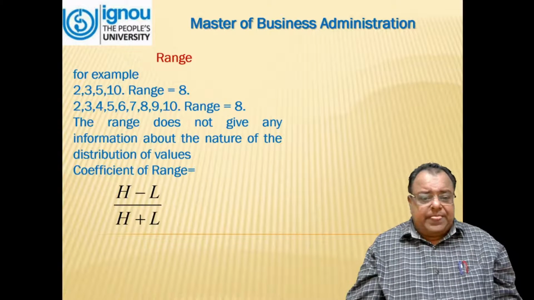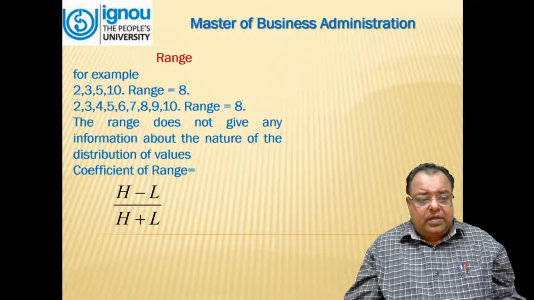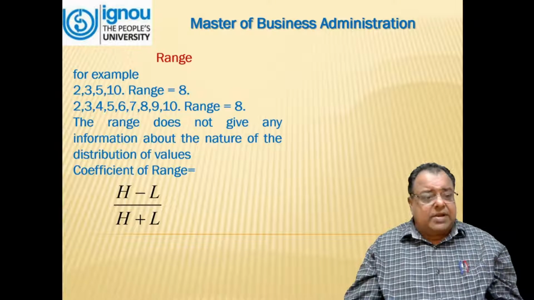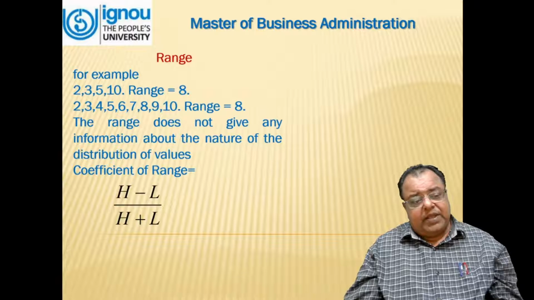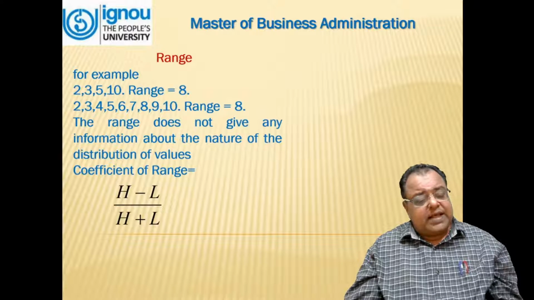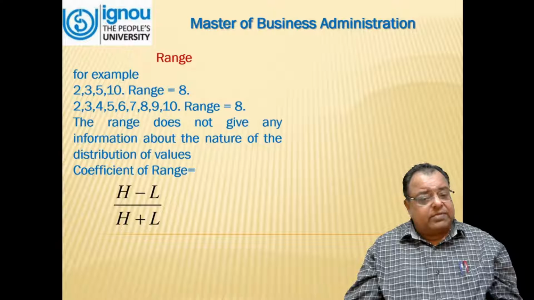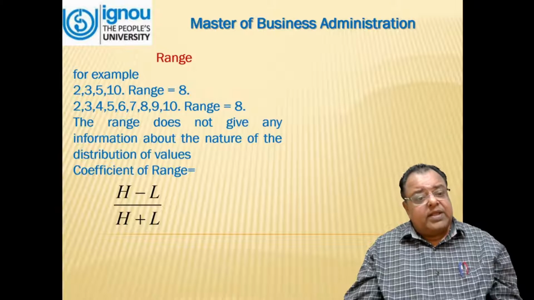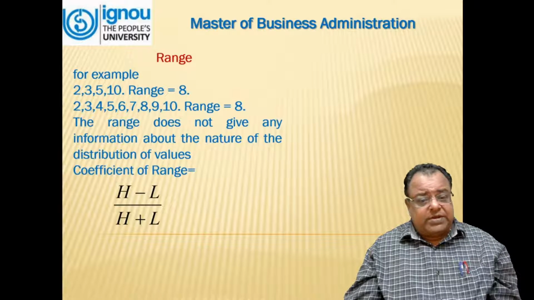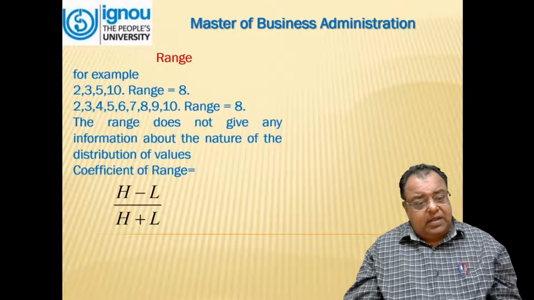For example, take numbers like 2, 3, 5. The lowest number is 2 and the highest number is 10, so the range is 8. Now if you take our earlier problem, all numbers from 2 to 10, the range is 8. As the sample size increases, the range can increase but can never decrease. The range does not have any information about the nature of the data.